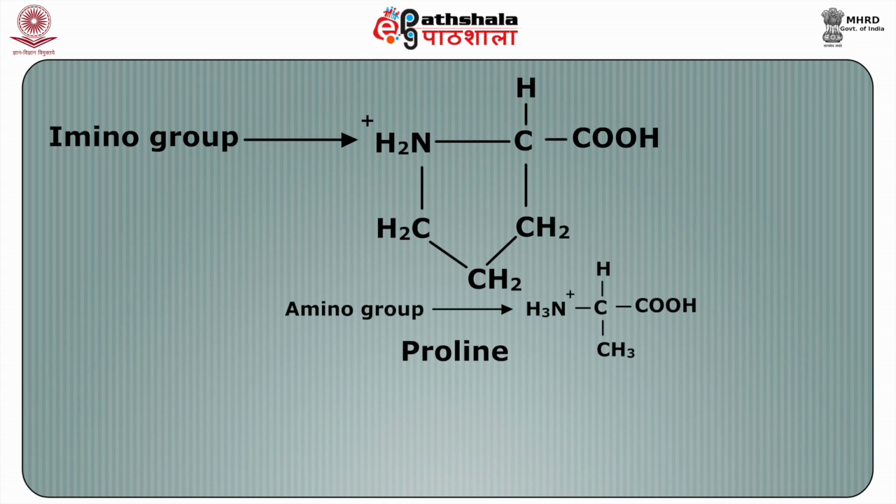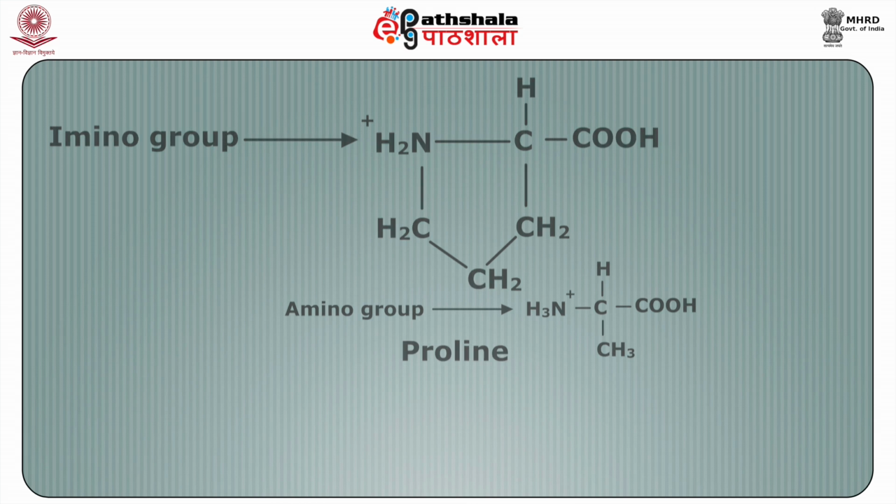Imino acids: the imino group is present rather than the amino group, and the example is proline. Proline has a secondary amino group which makes a relatively rigid conformation, and the presence of proline strongly influences the folding of protein chains.